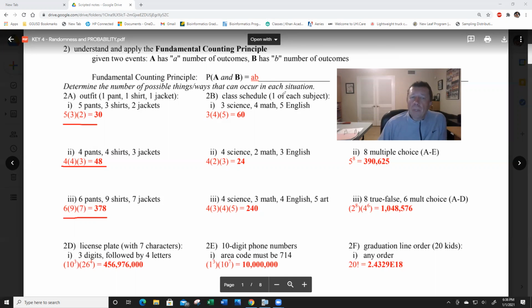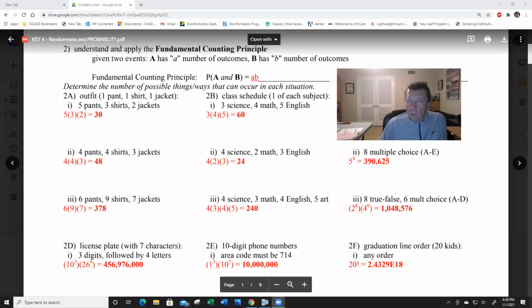Okay, 2B, you have a class schedule, 1 of each subject. 3 science, 4 math, 5 English. There's 60 combos there. And then 4 science, 2 math, 3 English. Same thing. And then you got this one. So all those are pretty simple. It's just multiplying.